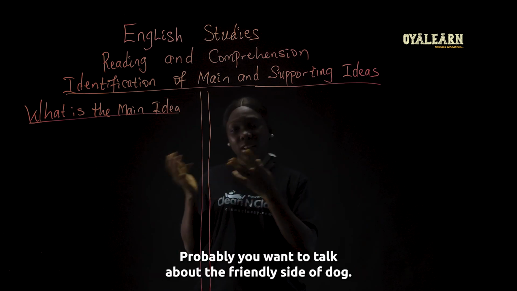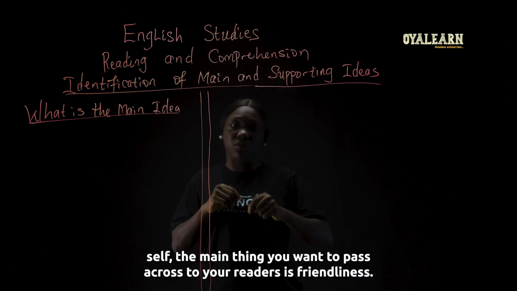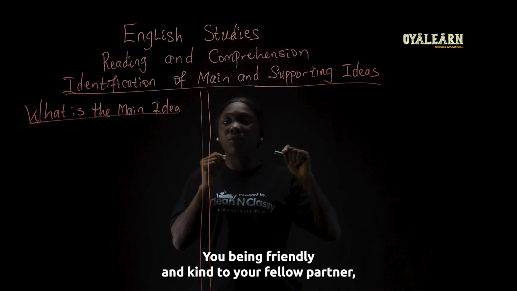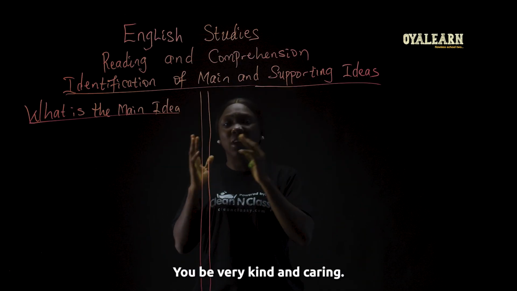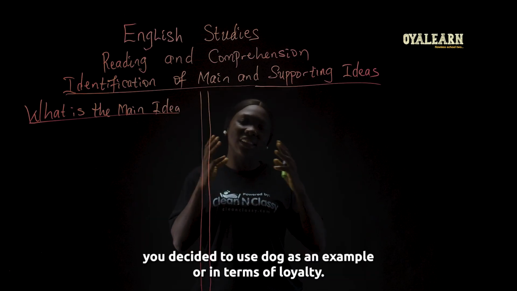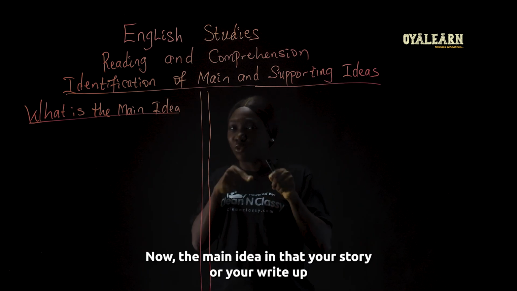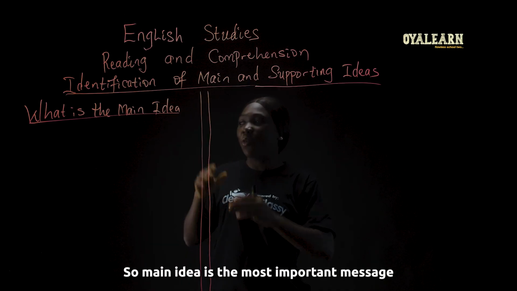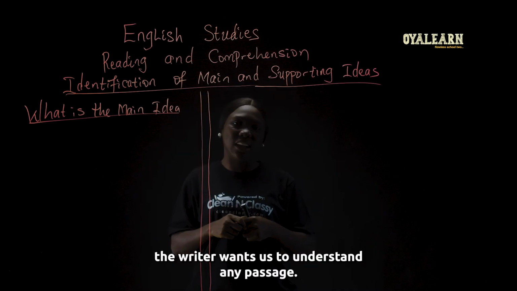Probably you want to talk about the friendly side of dogs. Now, you're not just talking about dogs themselves. The main thing you want to pass across to your readers is friendliness. You being friendly and kind to your fellow partner or your fellow classmate or your fellow friend. You being very kind and caring. So instead of going straight to the point, you decided to use dog as an example in terms of loyalty. Now, the main idea in your story or write-up is loyalty or friendliness. So main idea is the most important message the writer wants us to understand in a passage.